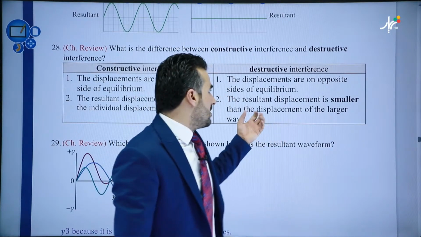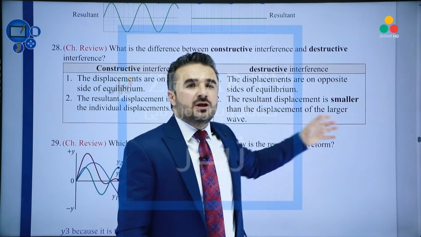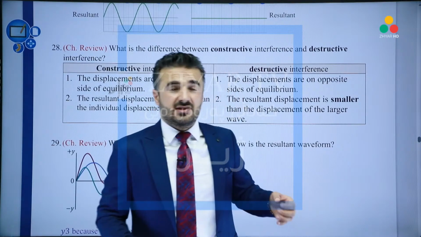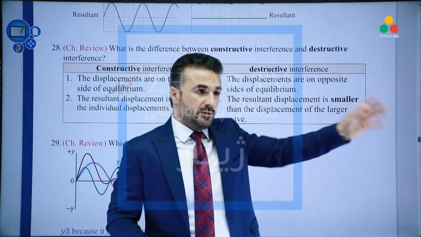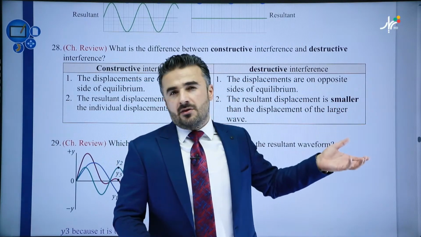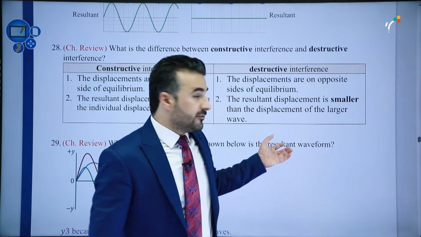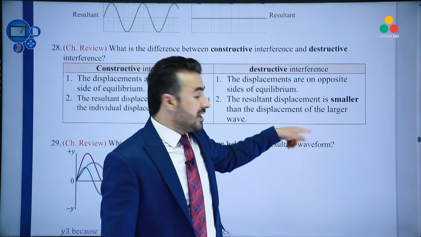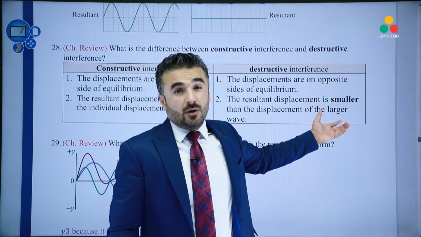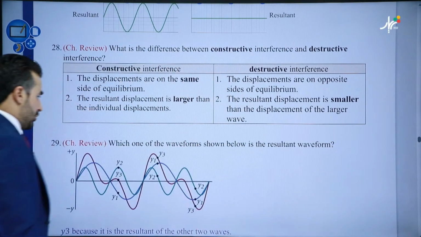Remember this. Sometimes you might say the resultant displacement is smaller than the individual waves. That is not necessarily true. For example, if you have a wave with 3 units of amplitude, 3 meters up, and the other one is 1 meter below the equilibrium, then 3 minus 1 gives you 2, which is bigger than the one that is below. So it is not always smaller than the individual waves; it has to be smaller than the amplitude or displacement of the larger wave.